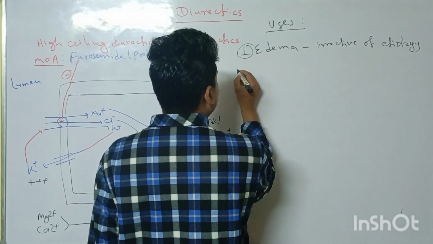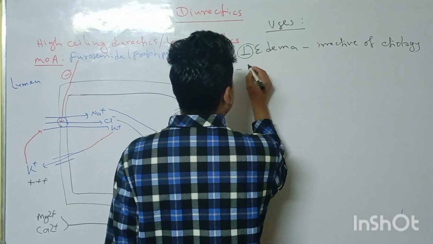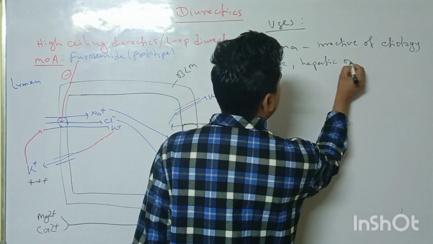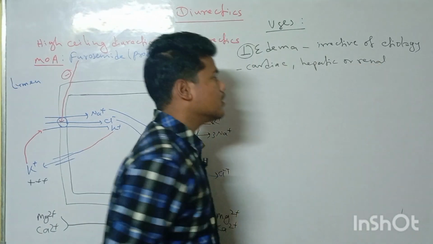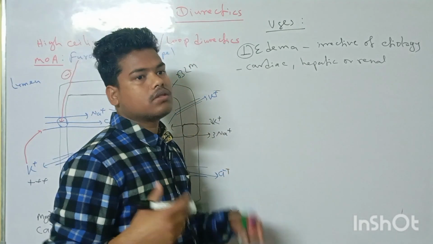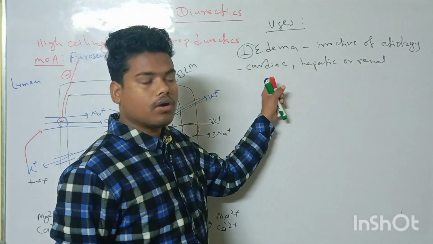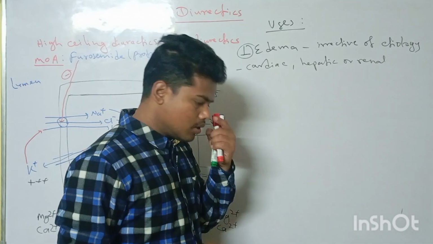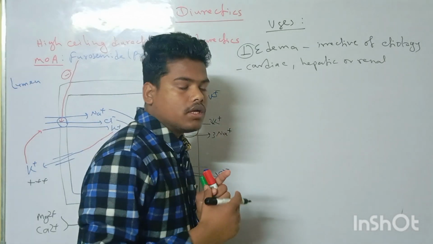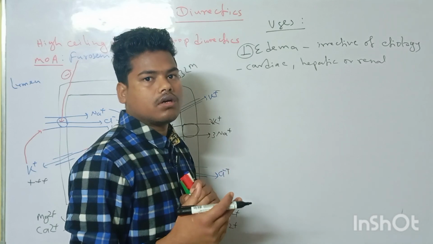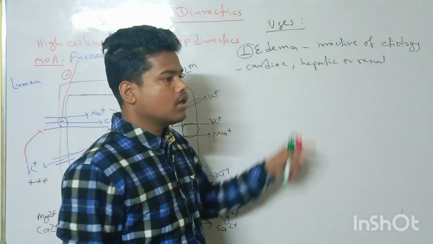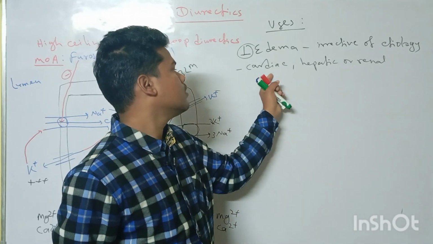For example, the etiology might be cardiac, hepatic, or renal. Cardiac: let's suppose there is congestive heart failure and the heart is not pumping blood effectively, so there will be accumulation of plasma fluid or blood in the capacitance vessels, and due to the excess hydrostatic pressure, that fluid leaks out into the interstitium and causes edema.